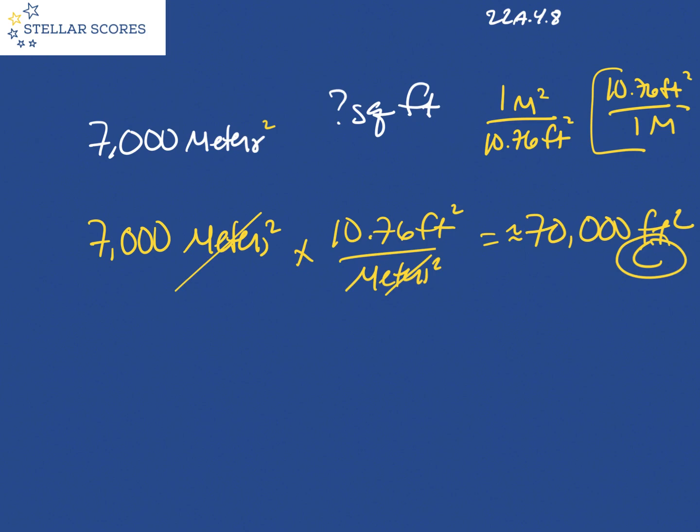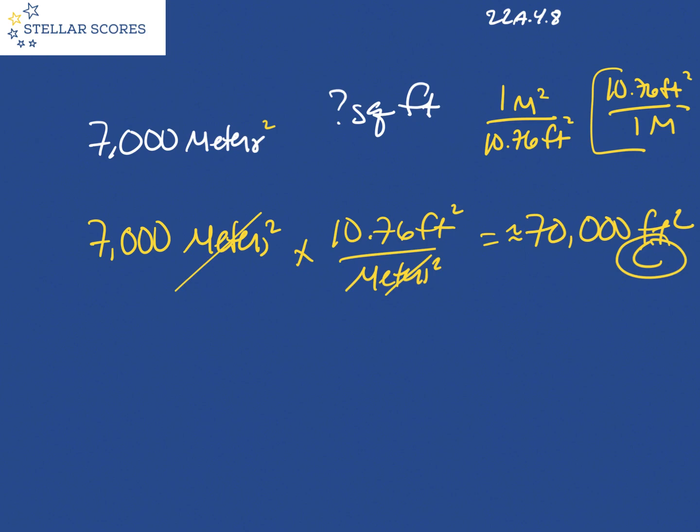The other way that you can think about this is to say, okay, I've got a field in meters, and 1 meter is about 10 feet. So if I'm going to convert to feet, I'm going to have more feet than meters. So choice A and choice B are out, because that doesn't give me more feet than meters. That's actually under 7,000. So my only contenders here are C or D.